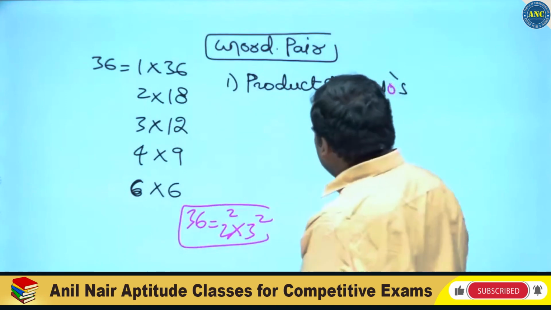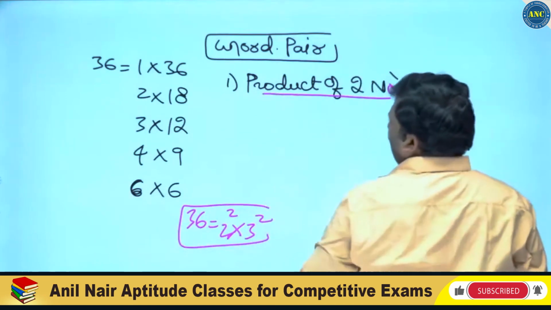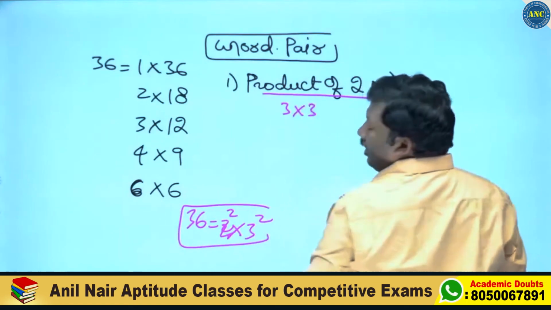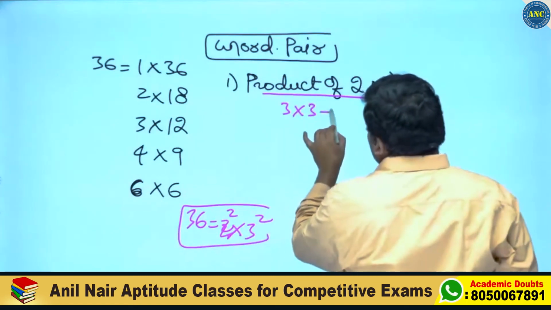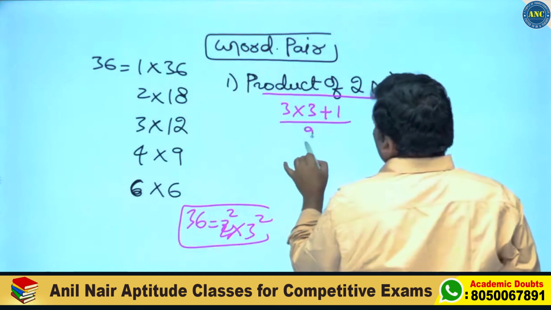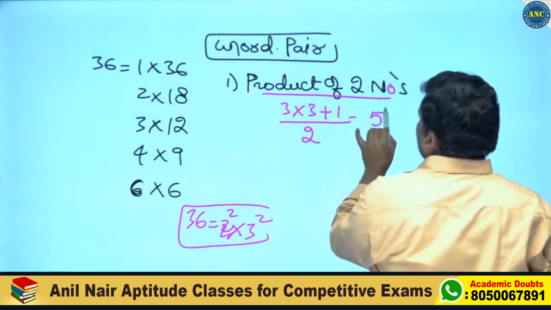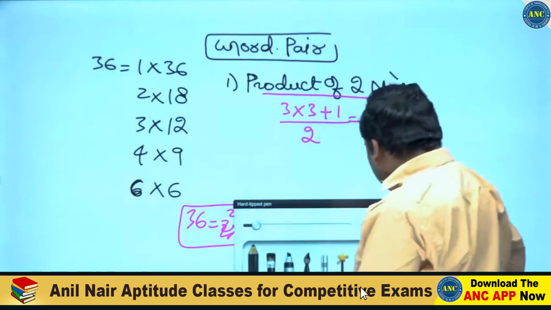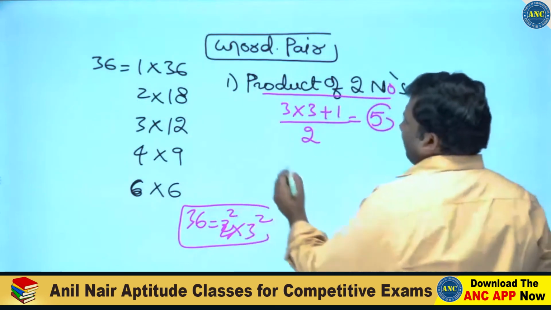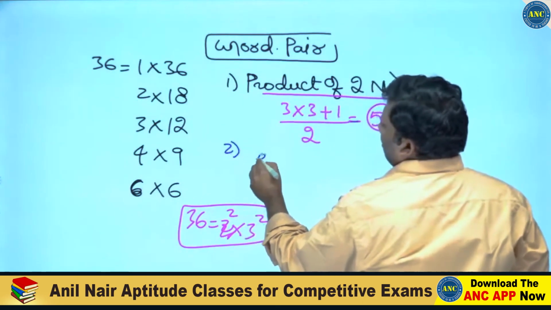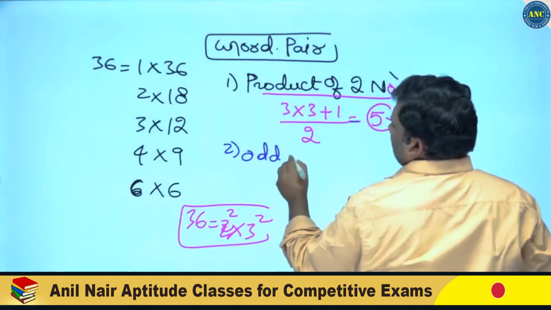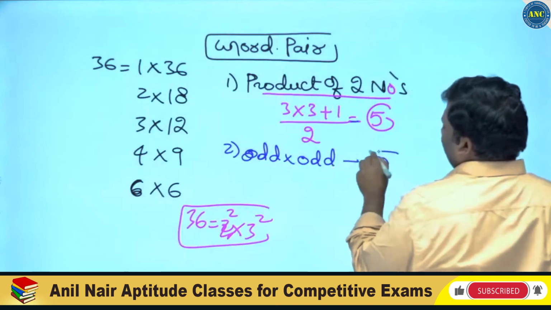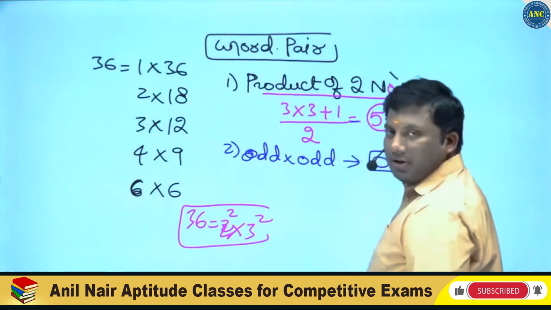So this will give you the answer. Product of two numbers: 3 into 3, 9, plus 1 by 2. Total 5 cases we got. Are you all with me? In those 5 cases, odd into odd is an odd number, so therefore 0.